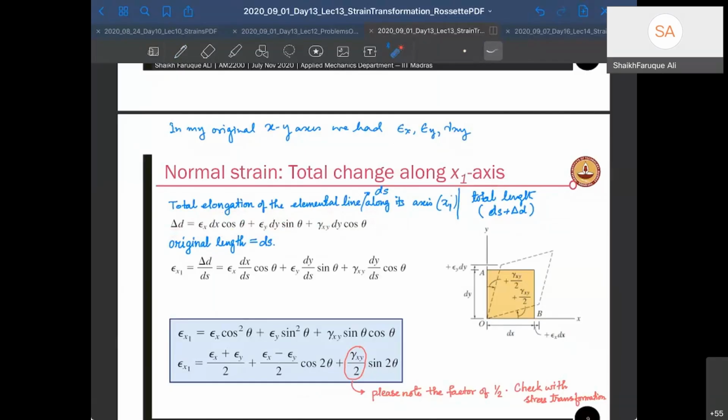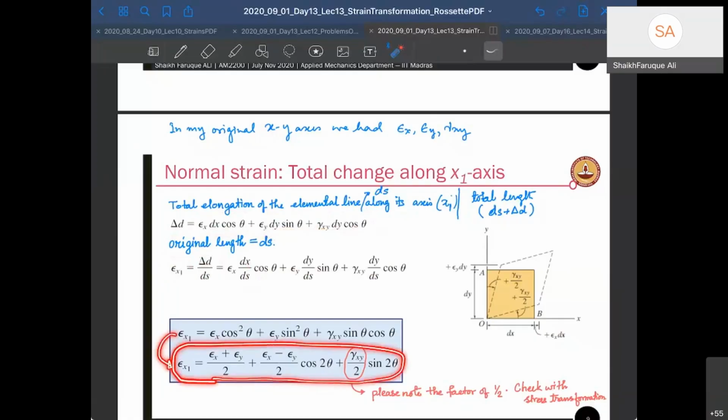Okay. Now you add them up, so you get the total change in the length. So the strain along that direction is going to be the change in length divided by the original length, which is ds. So it's going to be something like this. Now we can write dx by ds as cos theta, dy by ds as sin theta, and so forth, right? So this can be written as epsilon x1 is going to be epsilon x cos square theta, epsilon y sin square theta, gamma xy sin theta cos theta, which if you do a little bit of algebra and trigonometry, you can get something like this.